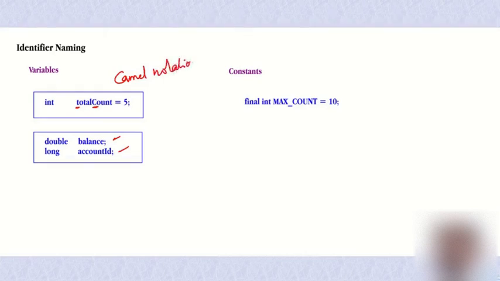In case of constants, we use only capital letters and each new word is separated with an underscore. As you can see in the below example, MAX_COUNT is all capital and MAX and COUNT are separated with an underscore. This way, when we are analyzing an expression, we can predict if it is a variable or a constant.